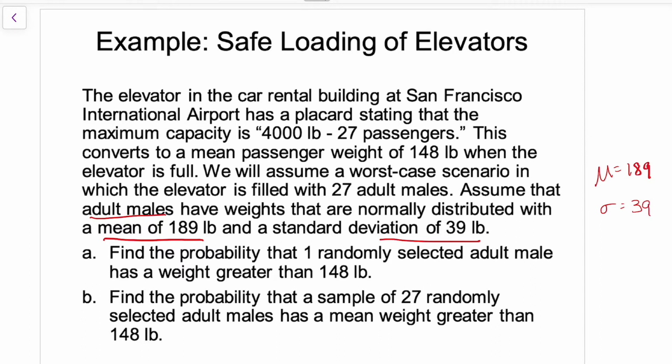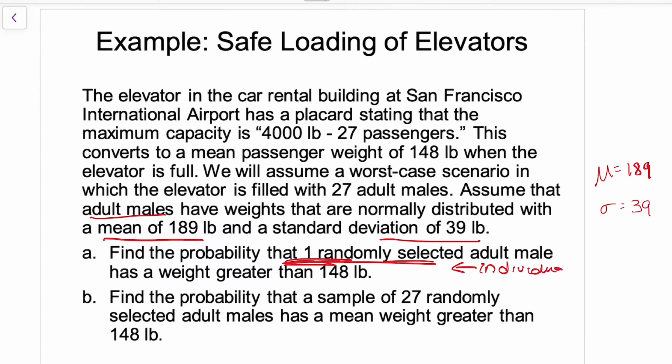So part A says find the probability that one randomly selected adult male has a weight greater than 148 pounds. And the second says find the probability that a sample of 27 randomly selected males has a mean weight greater than 148 pounds. And so these will follow those two cases that we talked about, right? Are we dealing with the probability of an individual or the probability of a sample? And if we look at part A, because it says one randomly selected individual, this deals obviously with the individual.